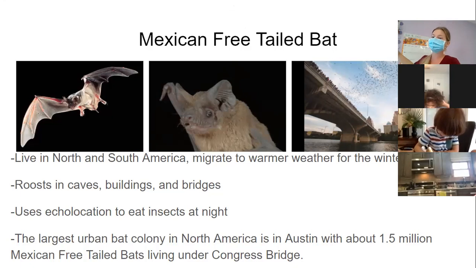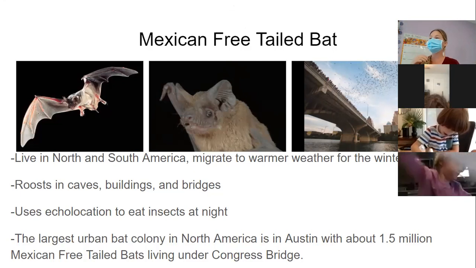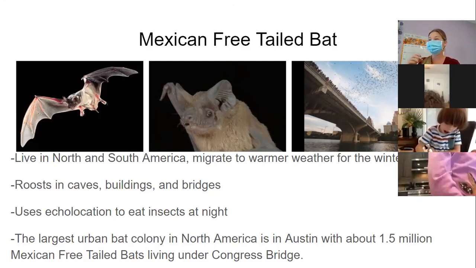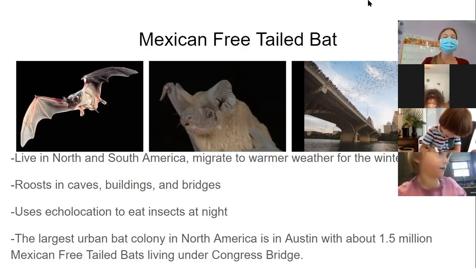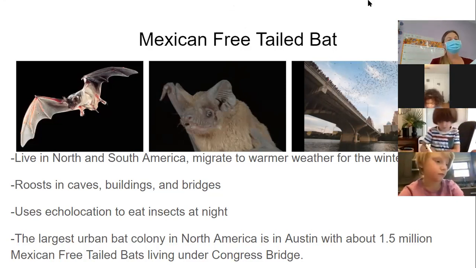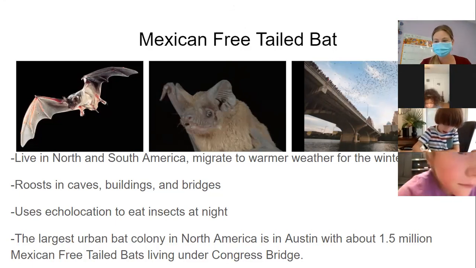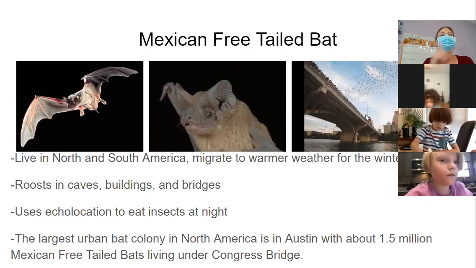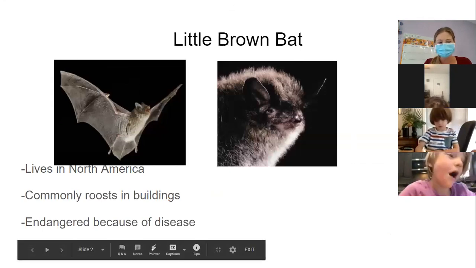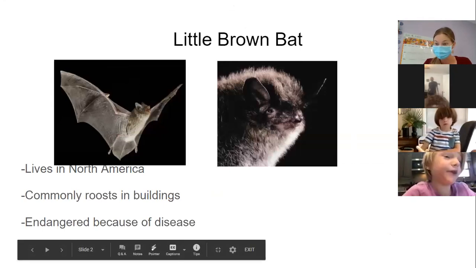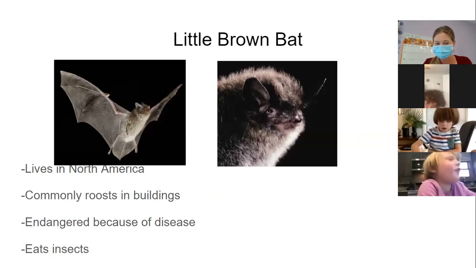Migrate means to fly a really long distance to get somewhere else. So they migrate from North America in the winter when it gets really cold. They all fly to Mexico where it's warmer. Yes, Elliot, good job raising your hand. Yes, it is. You're right, Elliot. That's in downtown. You might have already seen this. Okay, so those are Mexican free-tailed bats. Let's see what's next. Oh, these are called little brown bats. They kind of look a lot like Mexican free-tailed bats, don't they? And they live in North America too.